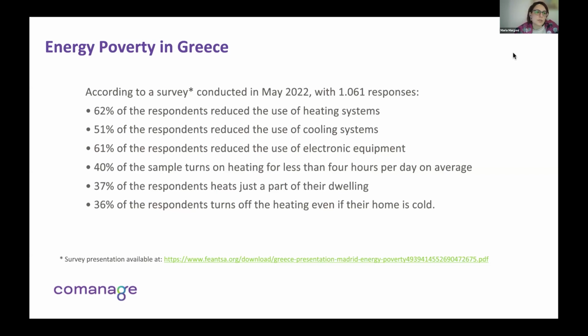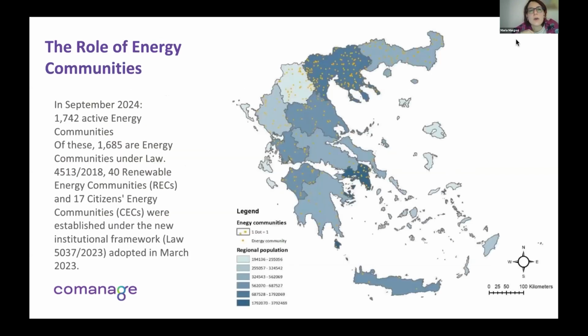So this is the situation in Greece, and now we go to the role of energy communities. Just an overview. In September 2024, we have 1,742 active energy communities. The majority of them were founded under the first law of energy communities in Greece in 2018, and the others were founded according to the new law that is applying from March 2023. In the map, you can see the distribution of the energy communities.